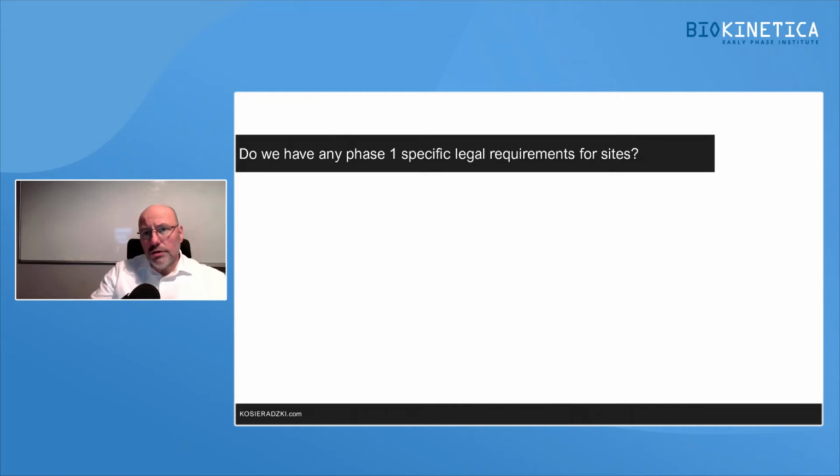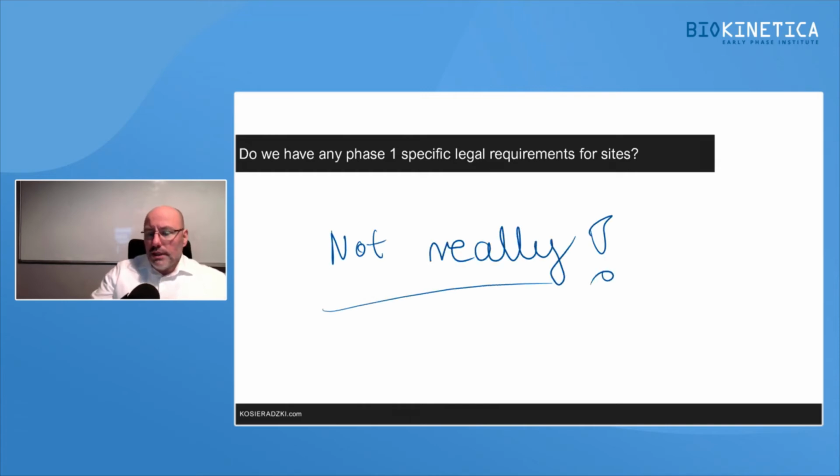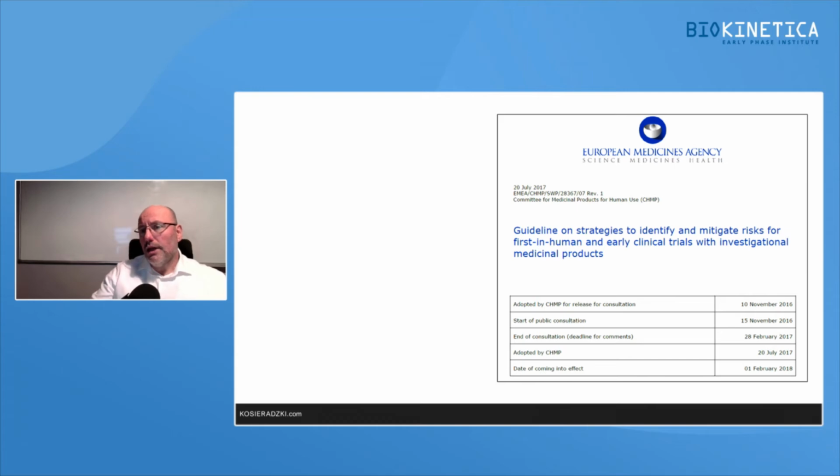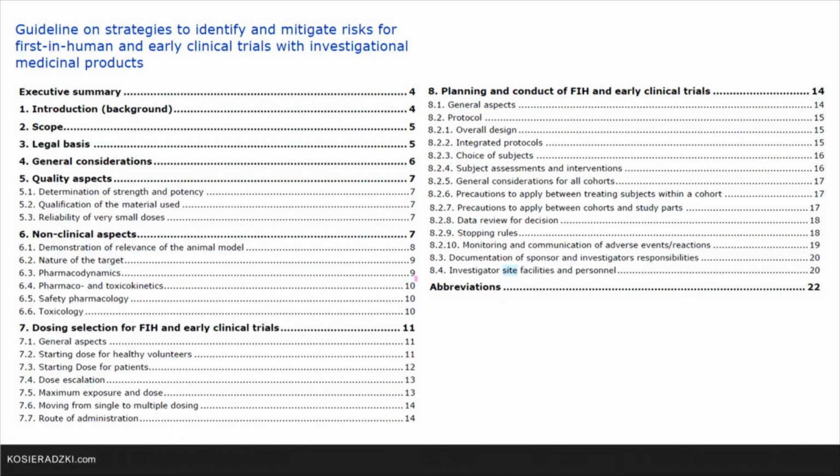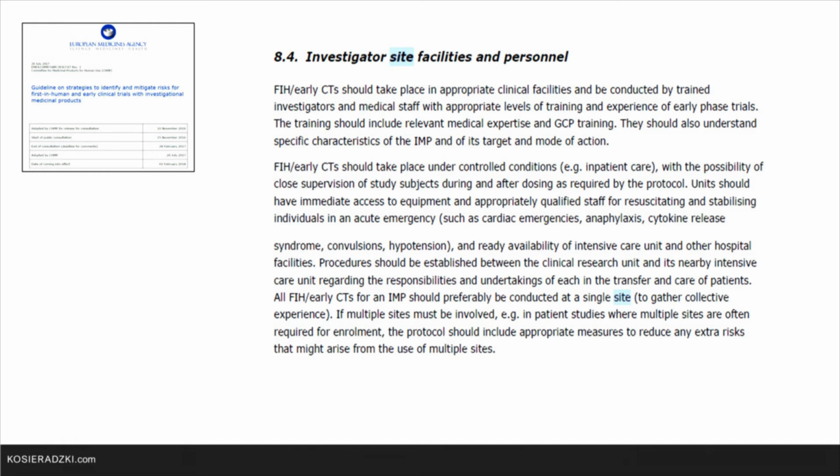And you will not find in the majority of EU countries any specific requirements dedicated to phase 1 units, phase 1 entities, or early development entities in general. However, that's not really true, because we have some guidelines, of course the EMA guideline, which is a general one, because it is mainly dedicated to the design of clinical trials in early development, but not really how the investigator side, the phase 1 unit, should be organized. Of course, we have a chapter here, but as you can see, it's only 2 pages, and it's not really a big one.